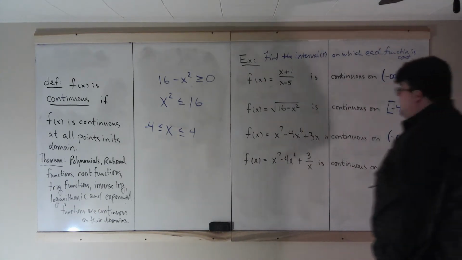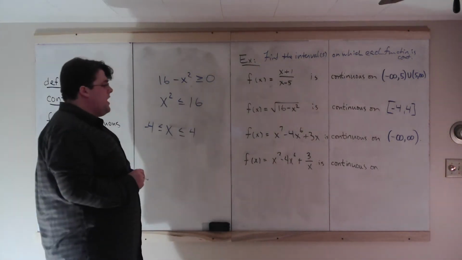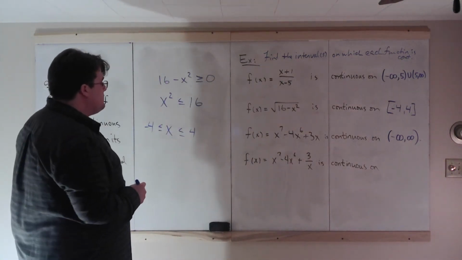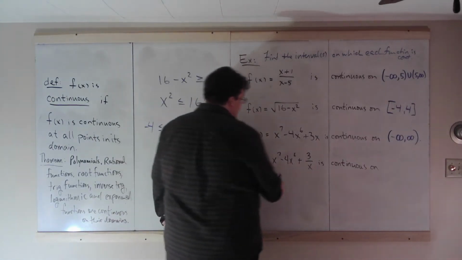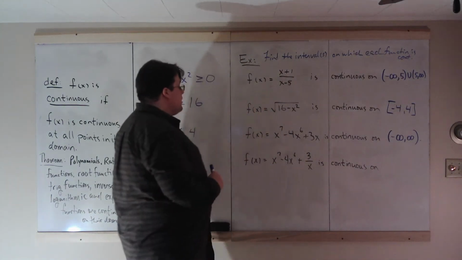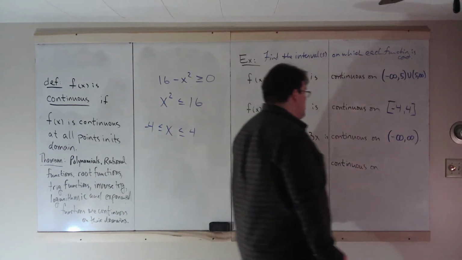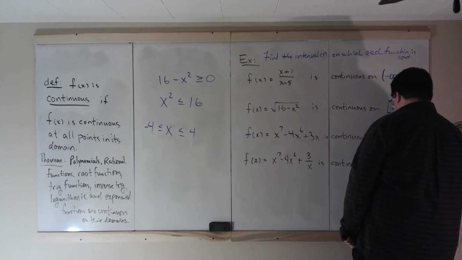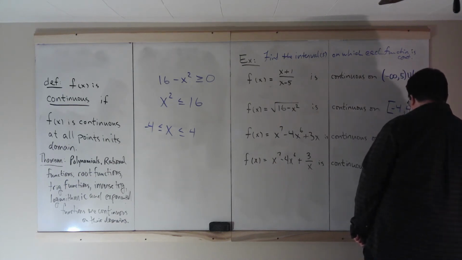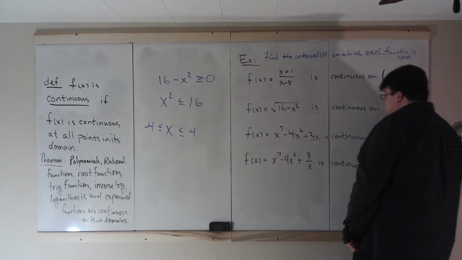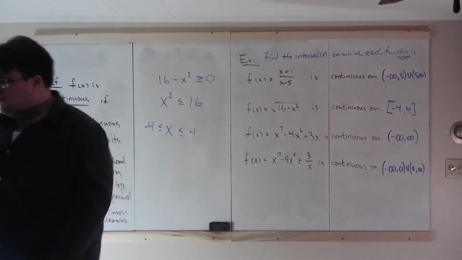x to the 7th minus 4x to the 6th, and instead of 3x, we have plus 3 over x. What is the domain of this function? Well, instinctively, you might say the domain is everything but 0, because the only bad point here is where this denominator is 0. And that is correct. But what if we had to explain why this function is continuous on its domain?